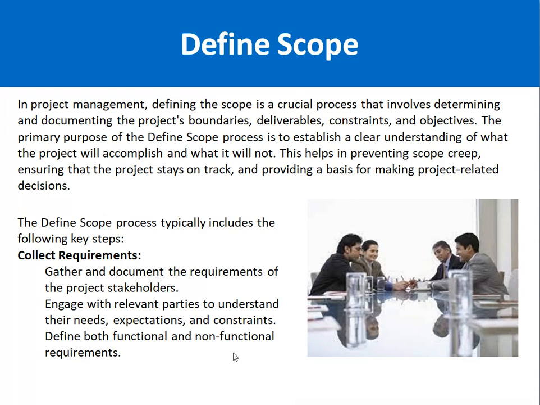Friend, the primary purpose of the Define Scope process is to establish a clear understanding of what the project will accomplish and what it will not. Basically, this helps in preventing scope creep, ensuring that the project stays on track, and providing a basis for making project-related decisions. Remember, friend, one thing: whenever we talk about scope creep, we are talking about additional work which is not part of the signed scope, but is demanded by the customer or becomes added into the scope of work by mistake.